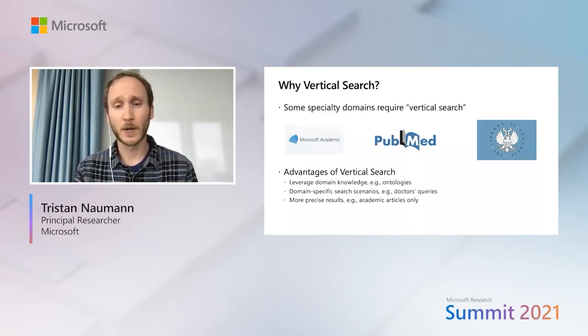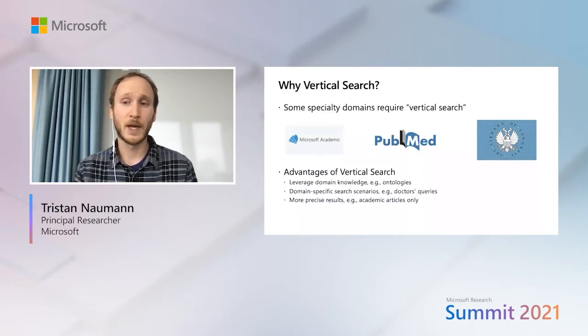A few cases in point. Microsoft Academic allows users to identify academic literature and provides a robust set of tools for navigating and filtering the results. PubMed is provided by the U.S. National Library of Medicine to facilitate access to abstracts of biomedical literature, and the Library of Congress provides search over their expansive collection. While these are just a few examples, they illustrate some of the key advantages of vertical search.